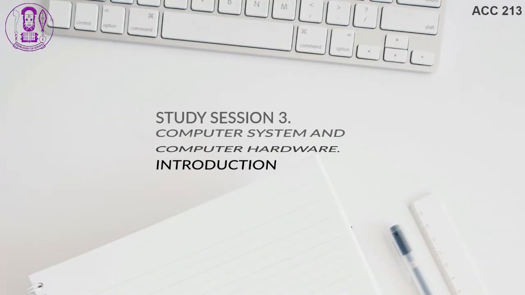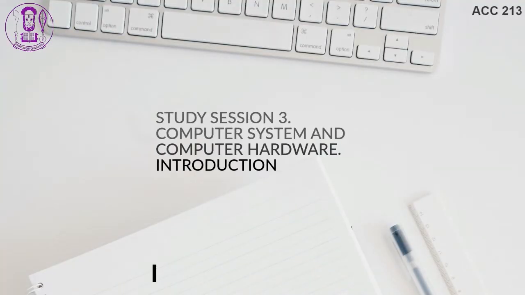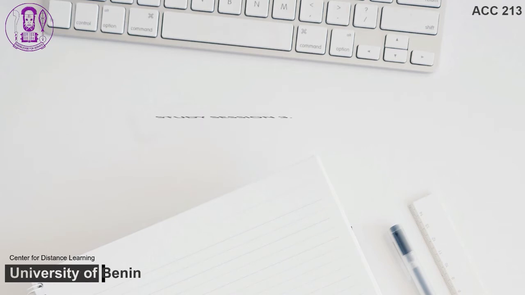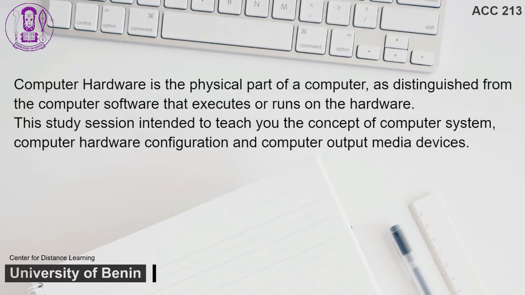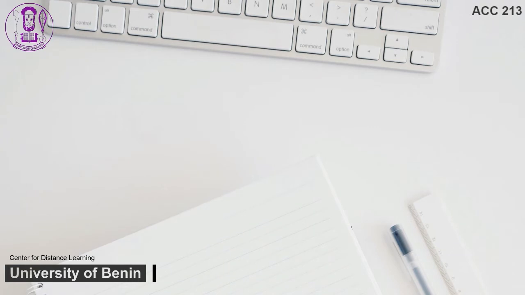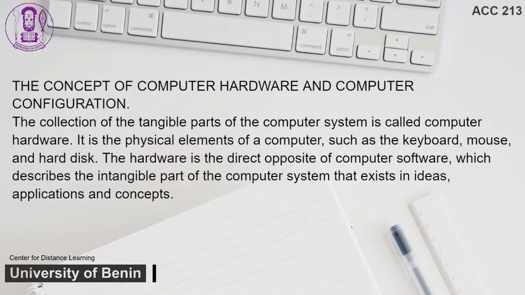Study Session 3. Computer System and Computer Hardware. Introduction. Computer hardware is the physical part of a computer, as distinguished from the computer software that executes or runs on the hardware. This study session is intended to teach you the concept of computer system, computer hardware configuration, and computer output media devices.